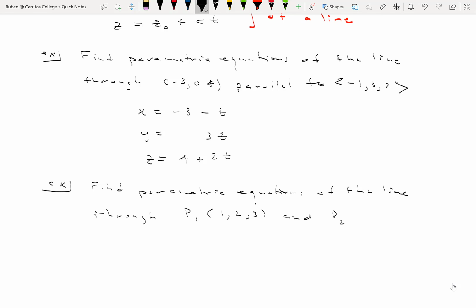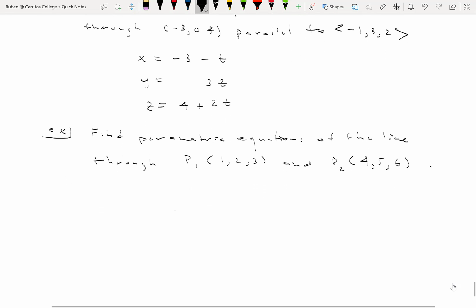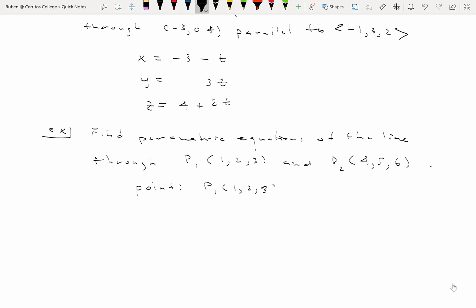And P2 equals, not a real exciting second point, (4, 5, 6), just to keep the coordinates simple. Okay. Well, what do we need for a line? We need two things. If it were a line in R2, we'd need a point and a slope. It's a line in R3, so we need a point, and what is it called? A direction. So for the point, we could either choose (1, 2, 3) or (4, 5, 6), so it makes no difference whatsoever. And instead of a slope, we have a direction vector.